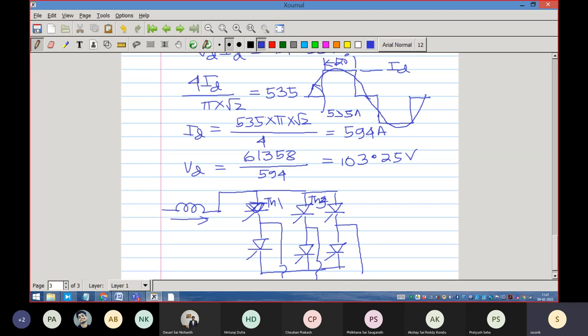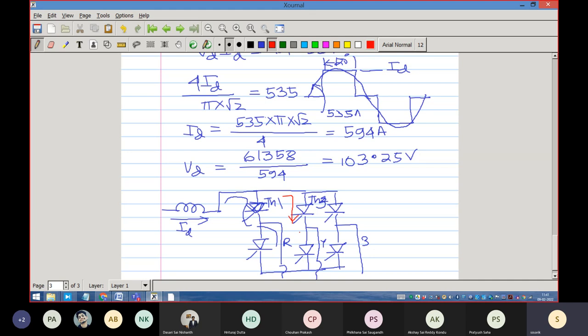Then whatever the current ID was initially going through thyristor 1, it might have been going through this and going to the load, to the supply system. This is finally the RYB supply system. It was going there. Now it will be coming through the other. R phase will turn off. In that phase there won't be any current. But the current in the inductor will be continuous, because thyristor 3 will now take the current.